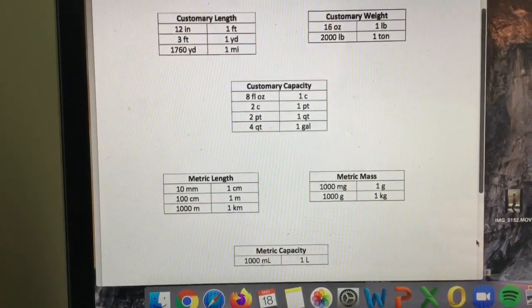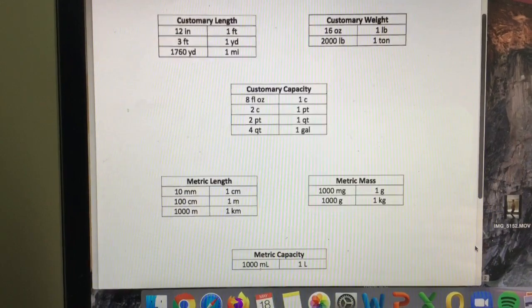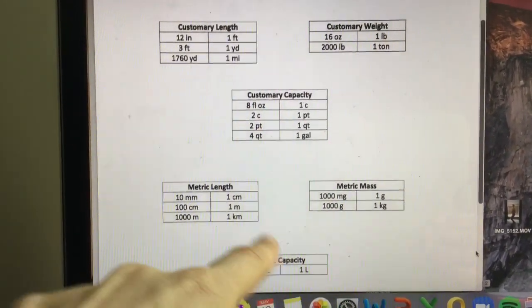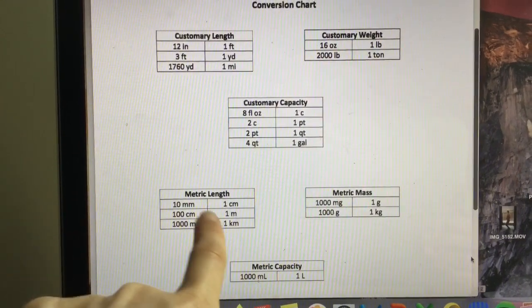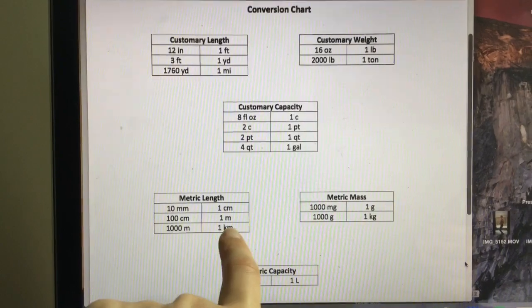And then we have metric capacity at the bottom. So that's when you fill something up. So 1 liter is equal to 1,000 milliliters. So this is smaller and this is bigger, okay? So remember, it goes from smallest to biggest. So small, a little bit bigger, going down zigzag to the biggest.